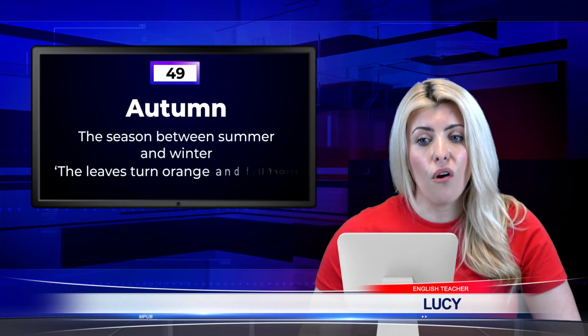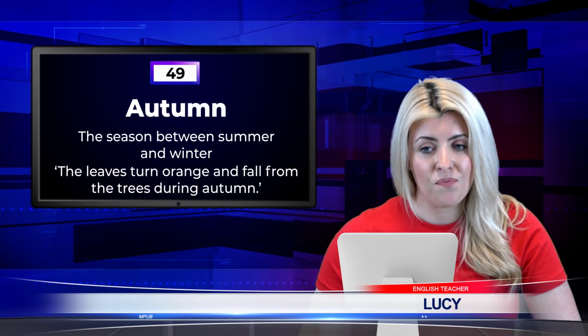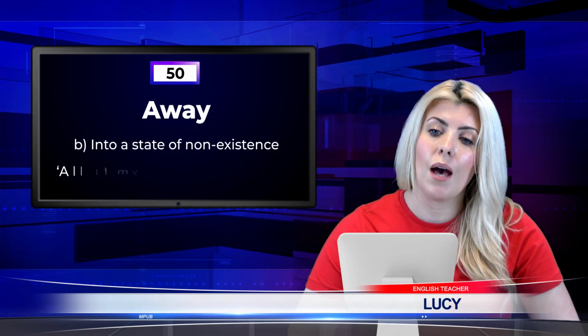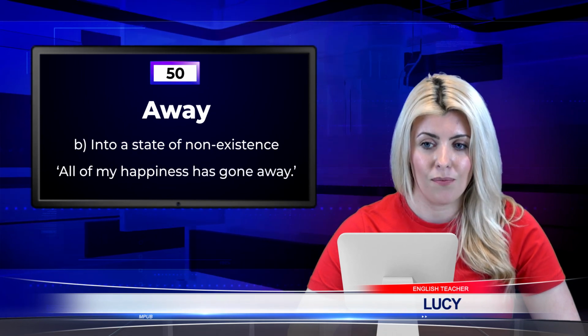Autumn, the season between summer and winter. The leaves turn orange and fall from the trees during autumn. And finally, away, to or at a distance from its origin. Can you go away, please? Away can also mean to be in a state of non-existence. All of my happiness has gone away.